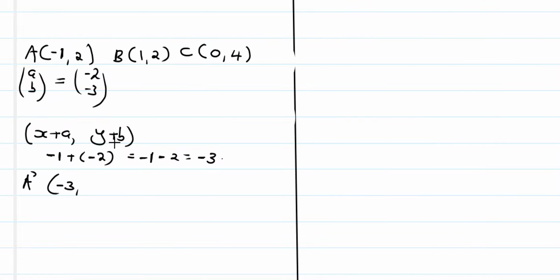Then we repeat the same for y, which becomes y plus b, and our b here is -3. The y value for A is 2, so 2 plus -3 in brackets. Positive multiplied by negative is negative, so it is 2 minus 3, which becomes -1. So A's new value is (-3, -1).